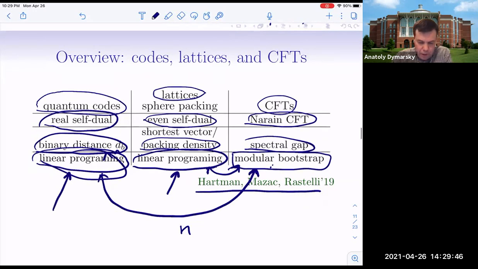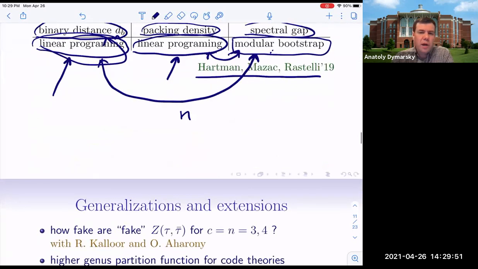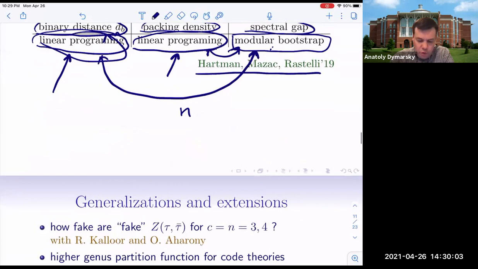So I have a slide about generalizations and extensions. I'm kind of running out of my hour, right? I don't know, how much time do I have? You can take still five minutes. Okay, or so. So let me try to go through the next two slides.